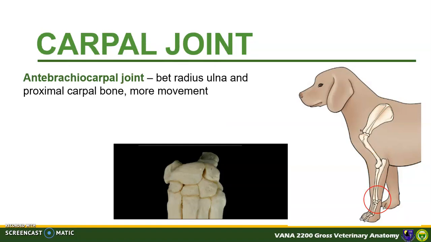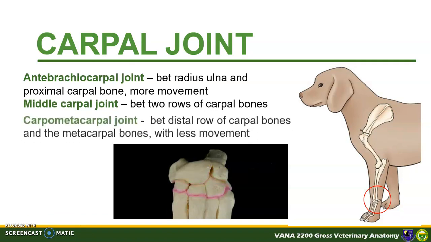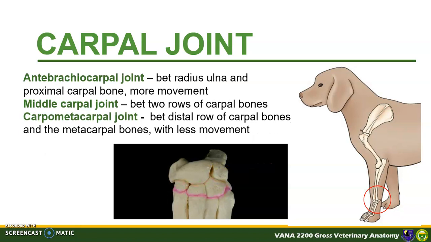These are the antebrachiocarpal joint, or the joint between the antebrachial bones, the radius and ulna, with the proximal carpal bone. Among the three joints, this is the most movable. Next is the middle carpal joint. It is a joint between the two rows of the carpal bones. And finally, the carpometacarpal joint, or the joint between the distal row of carpal bones and the metacarpal bones. Among the three, this has the least movement.